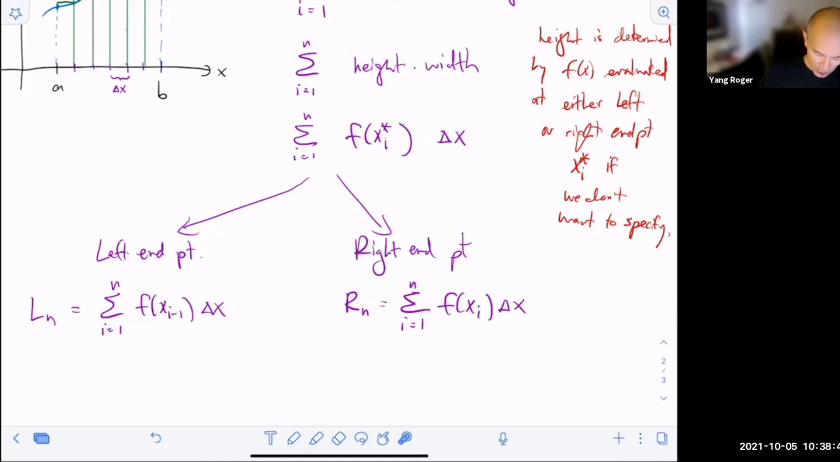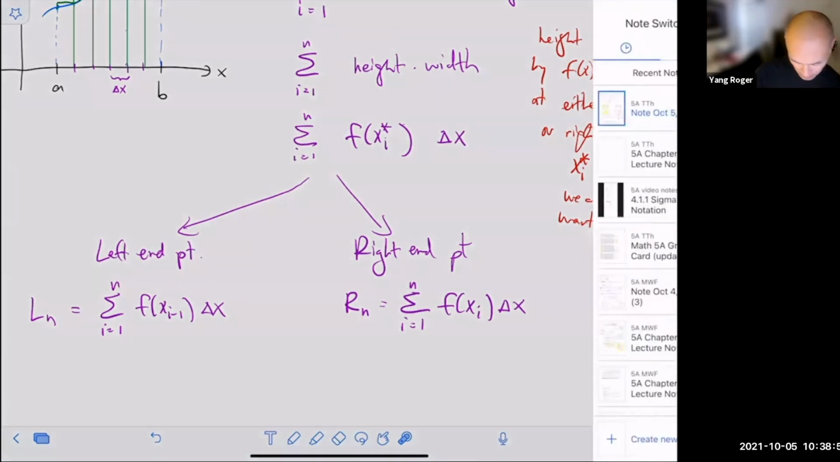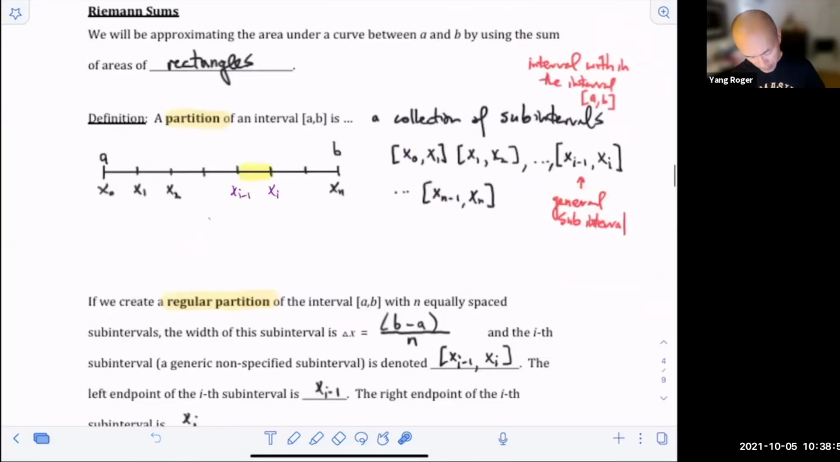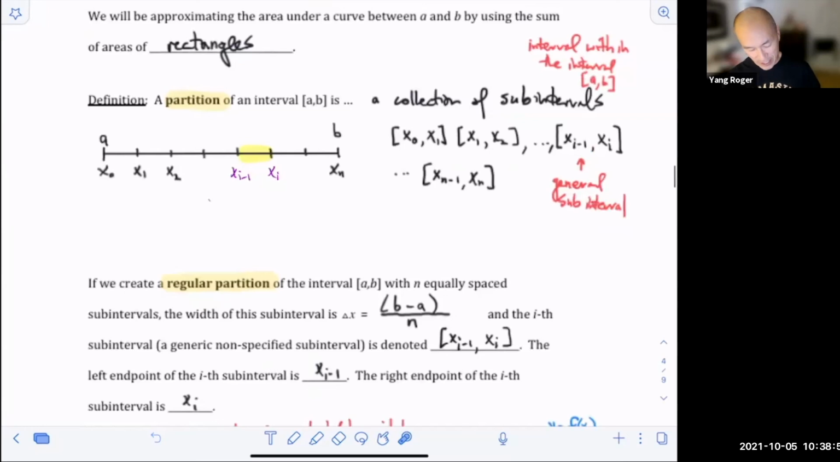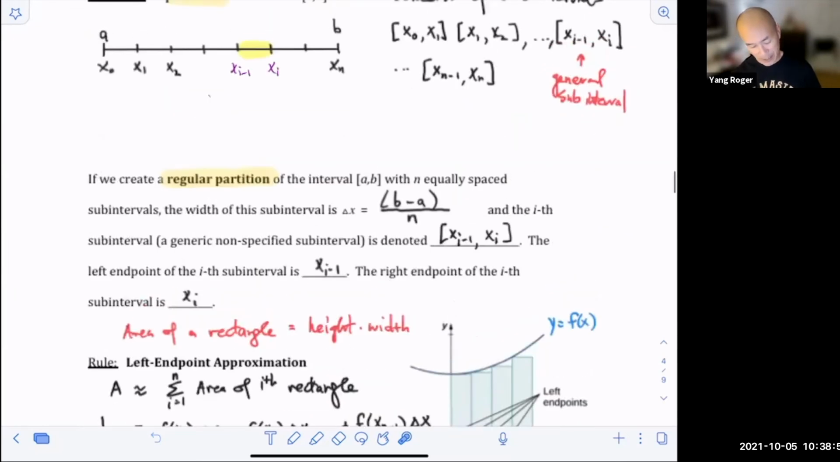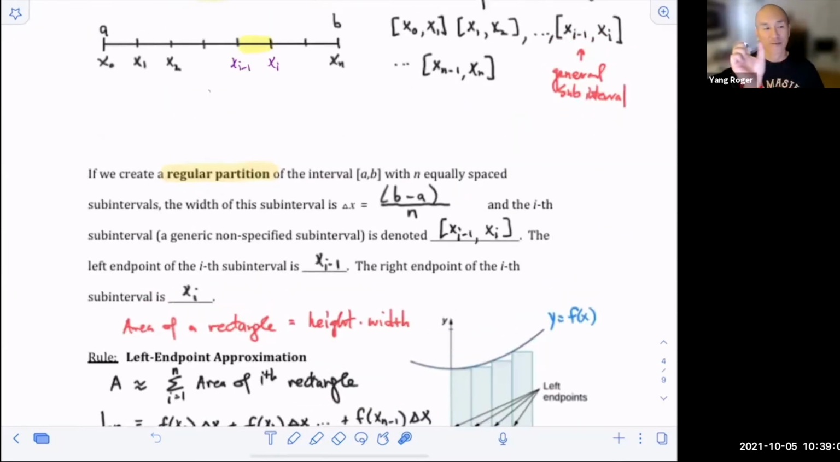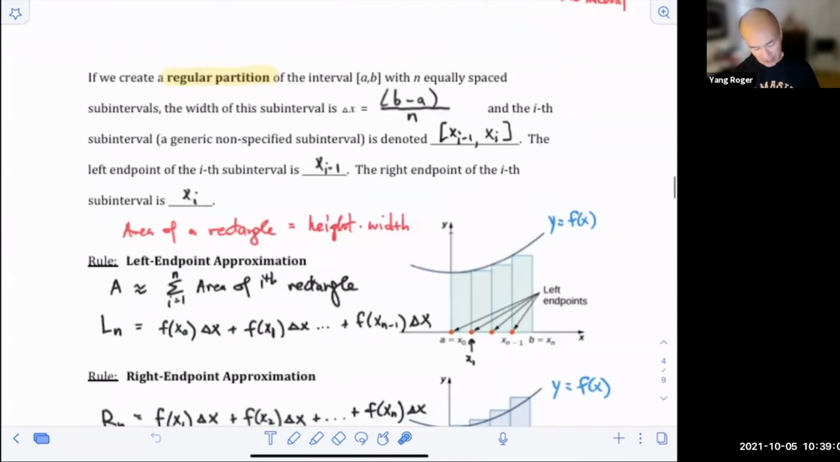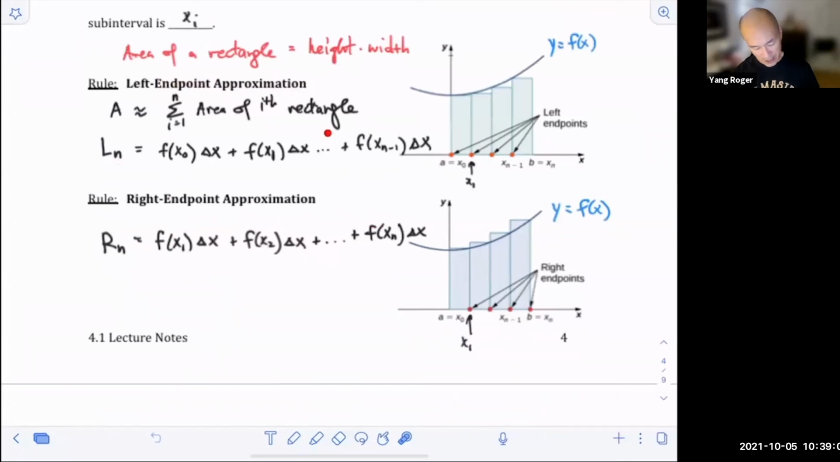Good. So this is basically what we're dealing with, these Riemann sums. This is basically repeating everything that I just said. The regular partition means the intervals are equally spaced. And this is the left endpoint approximation, and this is the right endpoint approximation.